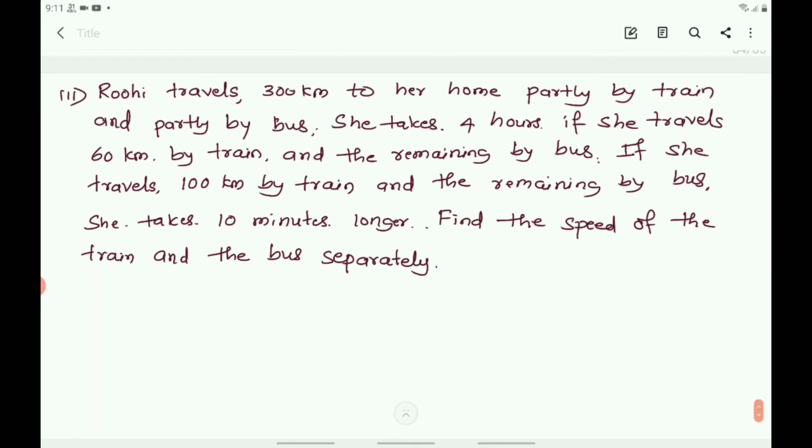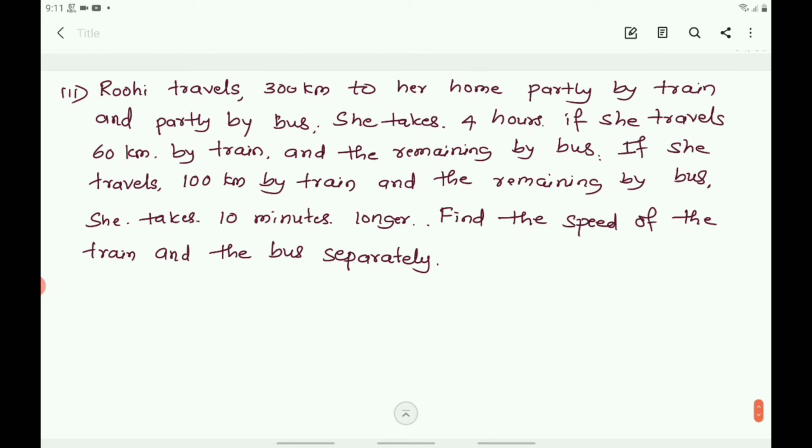Now take the third question. Ruhi travels 300 km to her home partly by train and partly by bus. She takes 4 hours if she travels 60 km by train and the remaining by bus. If she travels 100 km by train and the remaining by bus, she takes 10 minutes longer. Find the speed of the train and the bus separately.